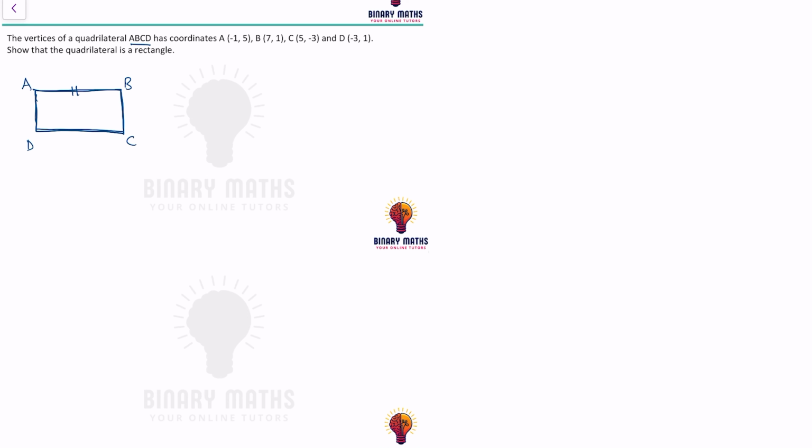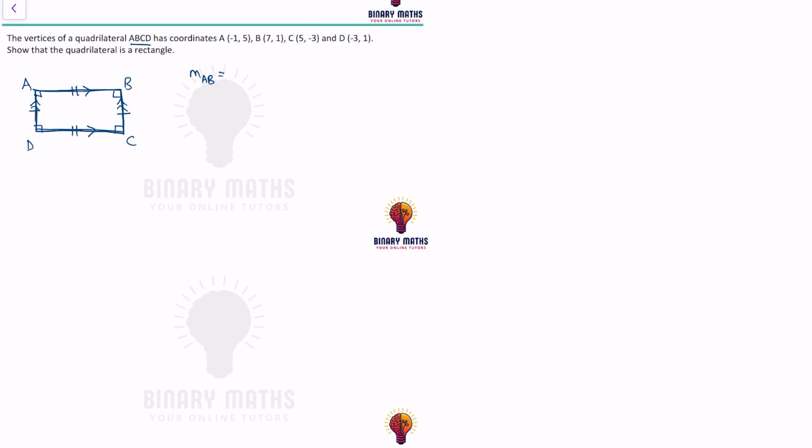Okay, now in order to show this is a rectangle, I need to show that this length is the same as that length, and this length is the same as that length. I also need to show that these two are parallel and these two are parallel, but then they all meet at right angles as well. That's quite a lot of things I need to prove. So first, let's start off with the gradient of AB.